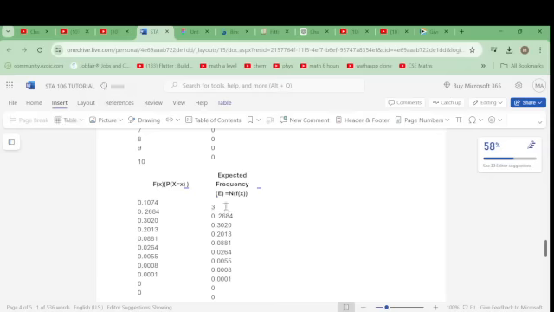3.22. So 0.2684 times 30 is 8.052. The third one, 0.3020 times 30, is 9.06. Remember, we still approximate all these things, so you just write 9, the whole number.